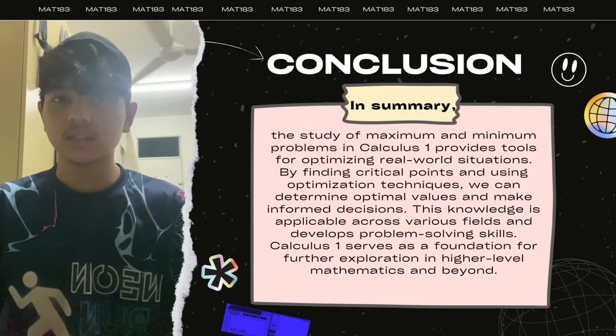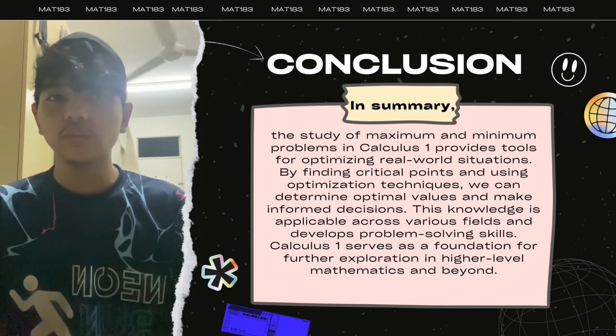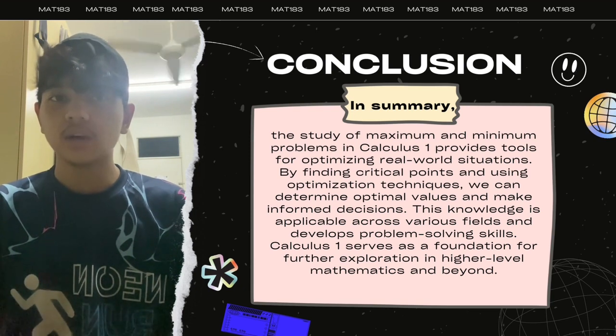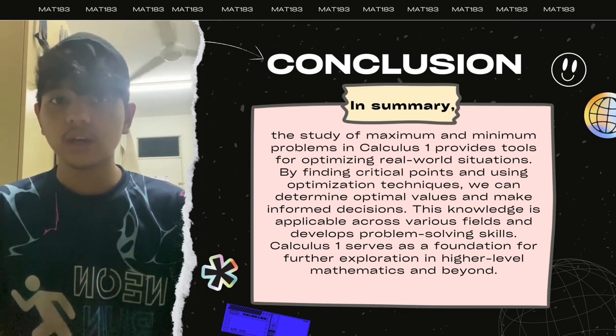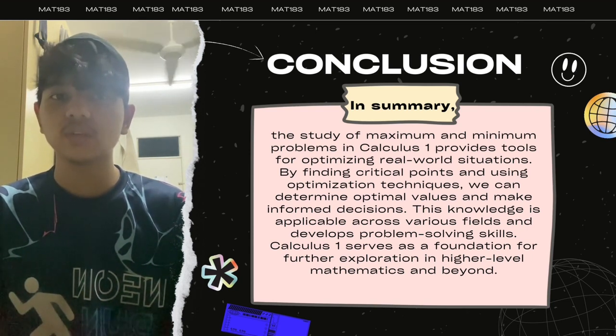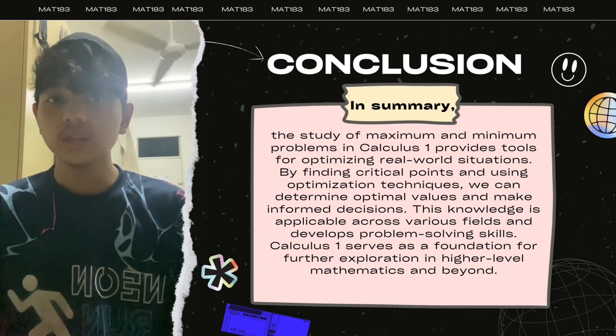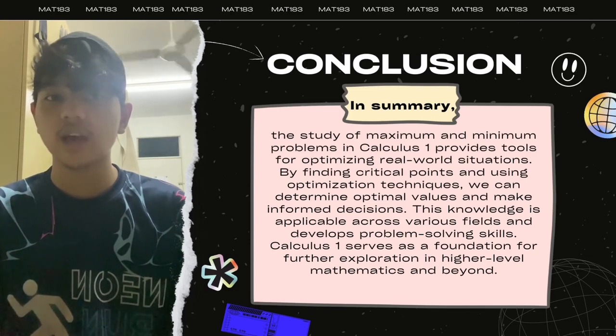In summary, the study of maximum and minimum problems in Calculus 1 provides tools for optimizing real-world situations by finding critical points and using optimization techniques. We can determine optimal values and make informed decisions. This knowledge is applicable across various fields and develops problem-solving skills. Calculus 1 serves as a foundation for further exploration in higher-level mathematics and beyond.